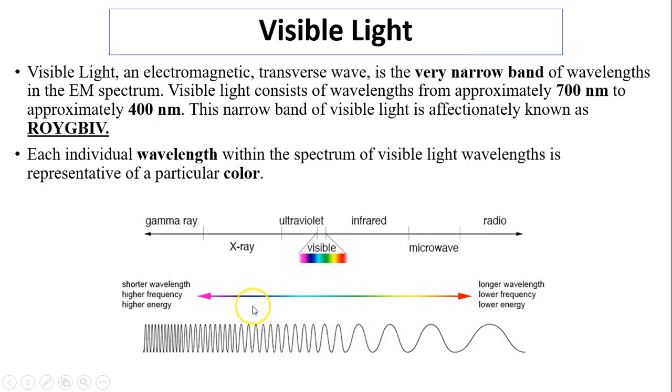So for the shortest wavelength, you have violet. On the other hand, the longest wavelength is red. So again, red has a longer wavelength and smaller frequency. On the other hand, violet has a shorter wavelength and bigger, higher frequency.